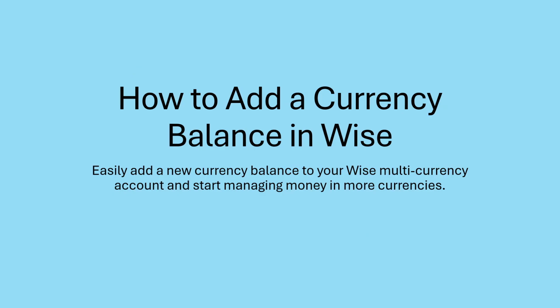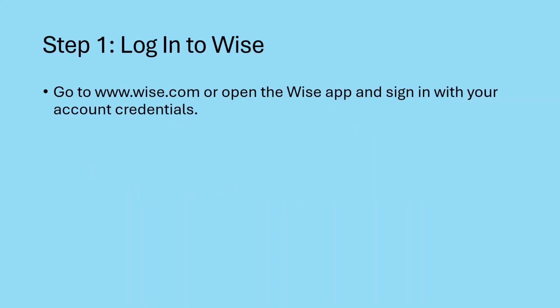In this video, I'll show you how to add a currency balance in Wise. Step 1. Log into Wise. Go to wise.com or open the Wise app and sign in with your account credentials. I'll leave a link to wise.com in the description down below.